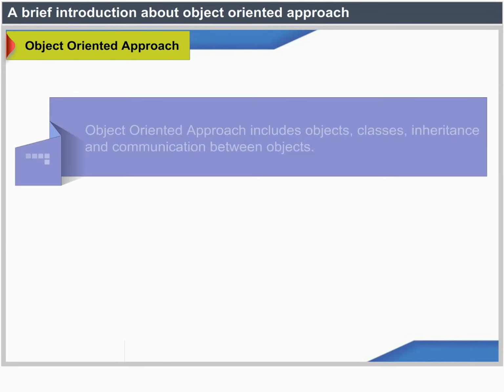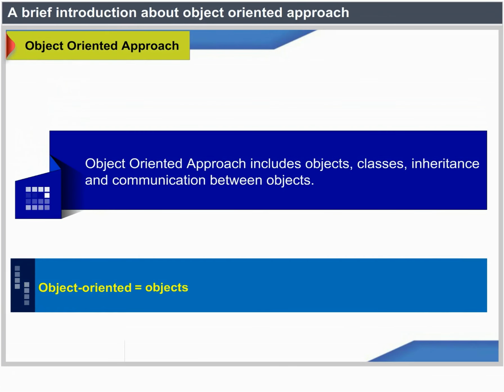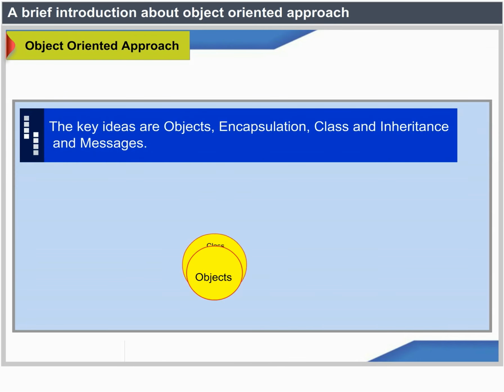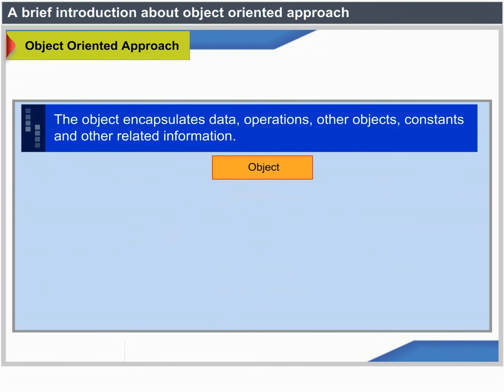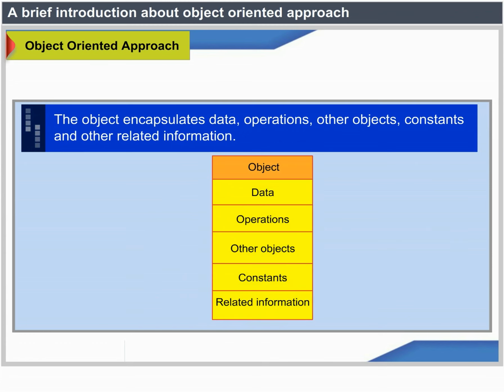Object-oriented approach. Object-oriented approach includes objects, classes, inheritance, and communication between objects. The key ideas are objects, encapsulation, class and inheritance, and messages. The object encapsulates data, operations, other objects, constants, and other related information.